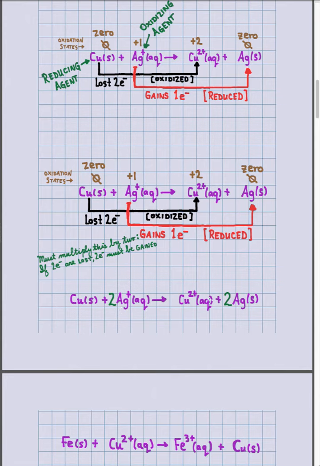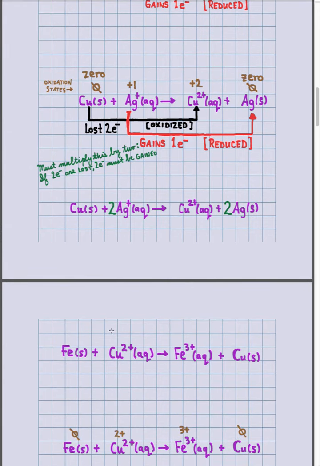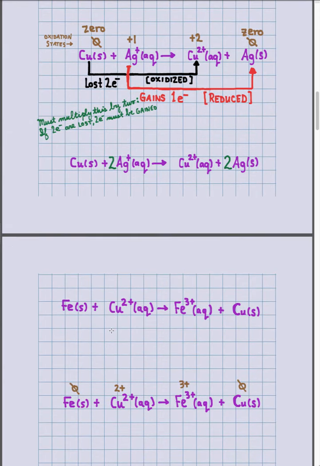but I had to take 2 silvers because the 2 plus charge on the copper on the right has to balance the 2 plus charge on the left of the silver. So not only do the atoms have to balance, the charges have to balance, which seems confusing.